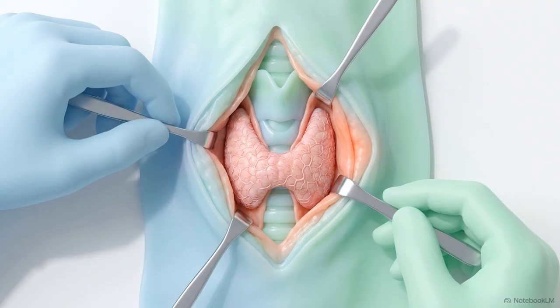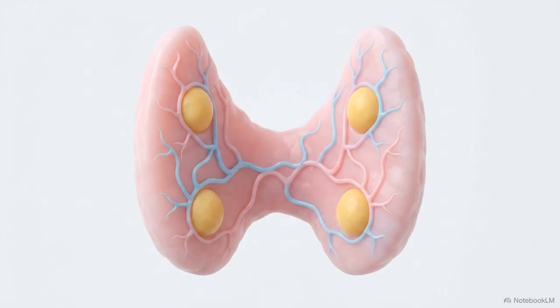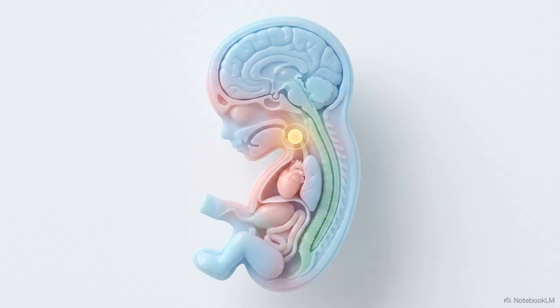Treating thyroid pathology often means extracting this highly vascularized mass. For a surgeon, the challenge is removing the tissue without clipping the delicate nerves that control the vocal cords, or accidentally stripping away the tiny glands that manage the body's calcium levels. Successfully navigating this space requires an understanding of how the gland was constructed. To master the adult anatomy, the surgeon must first look at its embryonic origins.